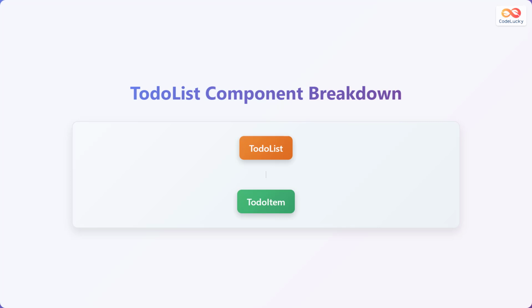Now let's examine the ToDoList component and its structure. The ToDoList component acts as a parent component and is responsible for rendering a list of to-do items. Each individual to-do item will be represented by a ToDoItem component, making it a child component of ToDoList.